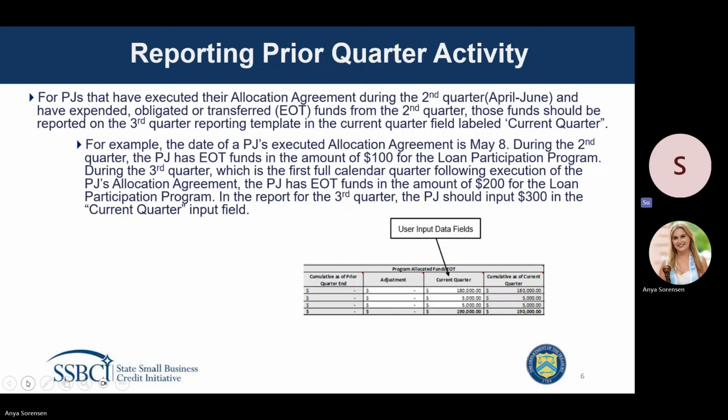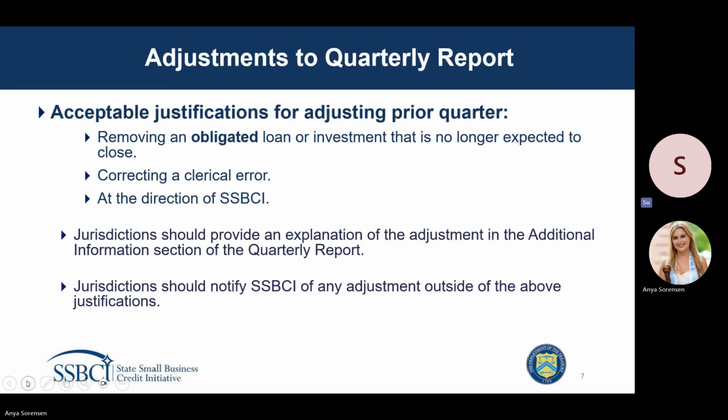Another example would be if a jurisdiction has program income from the quarter prior to the required reporting period, the jurisdiction should report the prior quarter income along with the current quarter income in the current quarter field of the quarterly report. Moving on to the next slide, we will cover adjustments to the quarterly report.